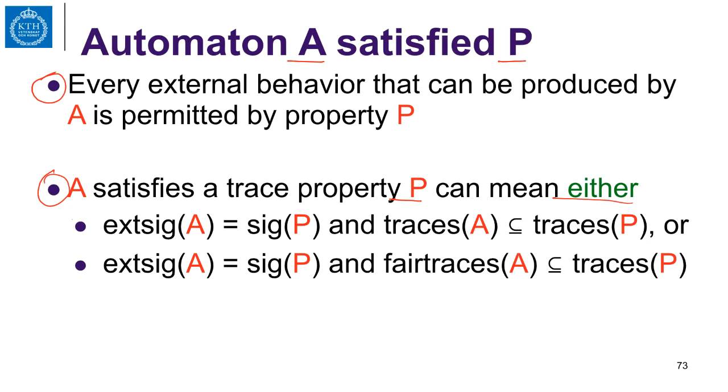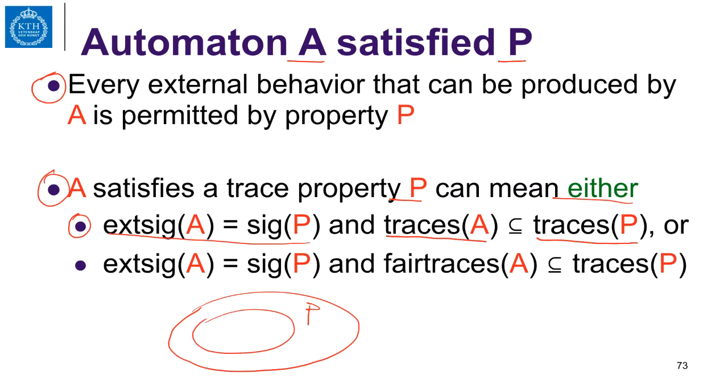first, the external signature of A is the same as the signature of P. That's normal. You have the same kind of events. And the traces of A is a subset of the traces of P. So here are the traces of P and the traces of A, and the traces of A here is a subset of the traces of P.